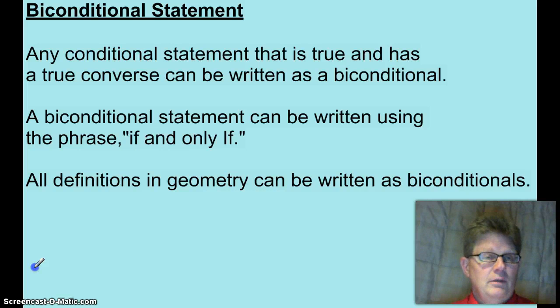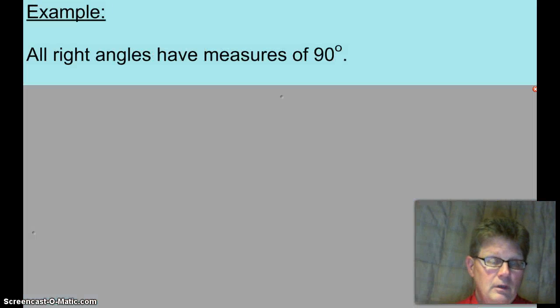A biconditional statement. Any conditional statement that is true and has a true converse can be written as a biconditional. A biconditional statement can be written using the phrase if and only if. All definitions in geometry can be written as biconditionals. And let me go ahead and show you an example. Here's a definition of right angles. All right angles have a measure of 90 degrees. That's the definition of right angles.